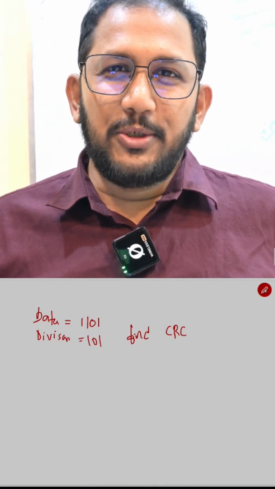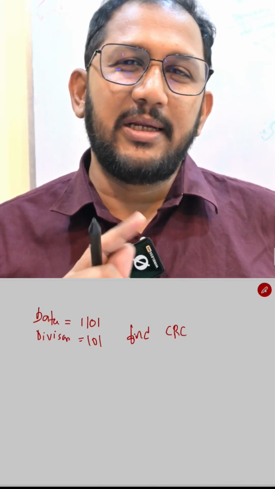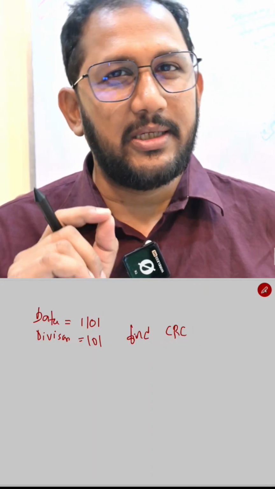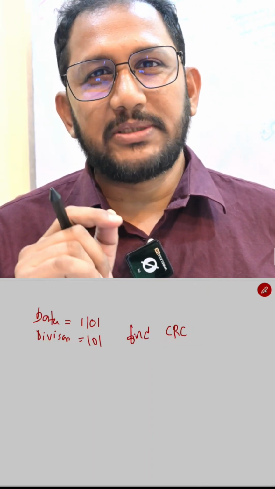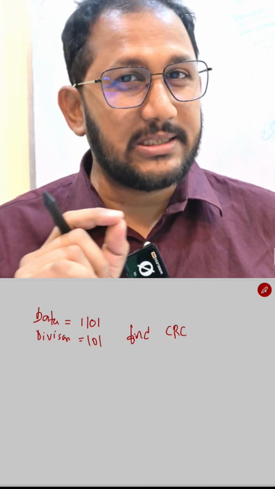Everybody, in this video, I am going to discuss CRC in computer network. Full form of CRC is Cyclic Redundancy Check. It is used to detect error during data transmission from sender to receiver. Let us consider the CRC concept with an example.